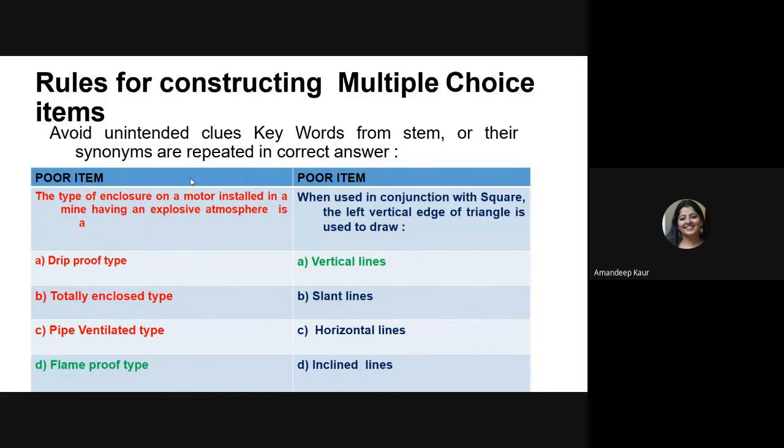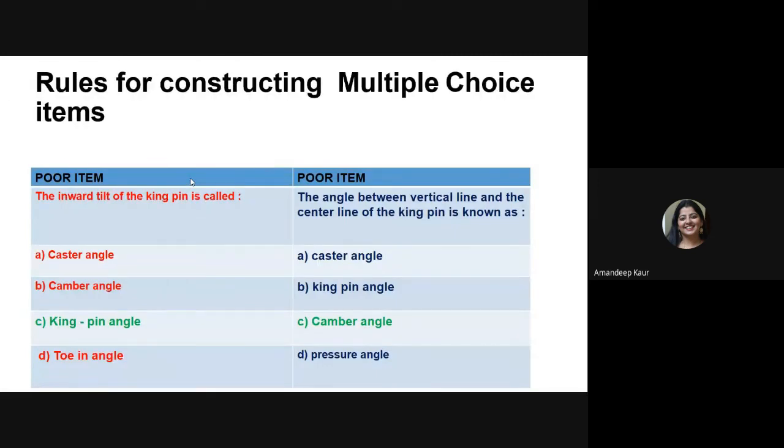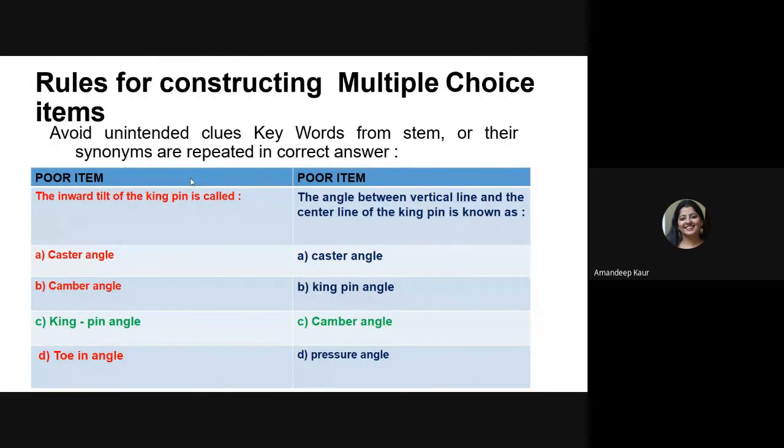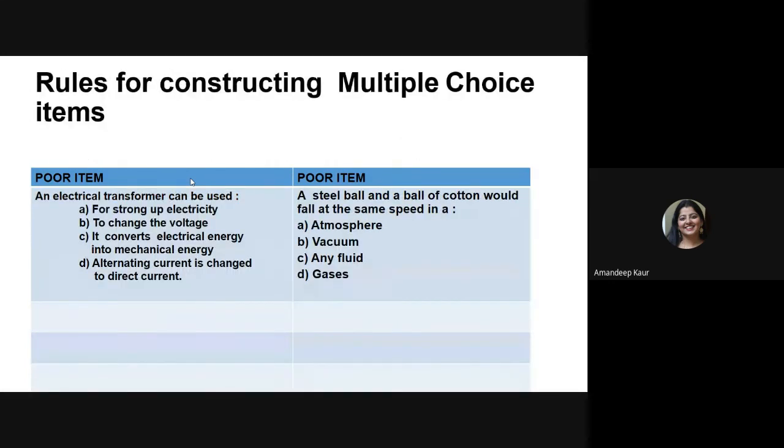Another poor item given in the mathematics paper was: when used in conjunction with a square, the left vertical edge of the triangle is used to draw vertical lines. Again, this item is considered a poor item. Another: the inward tilt of the kingpin angle is called the kingpin angle. So again a poor item. The angle between the vertical line and the center line of the kingpin is known as the camber angle. So these kinds of statements need to be avoided by the teacher.